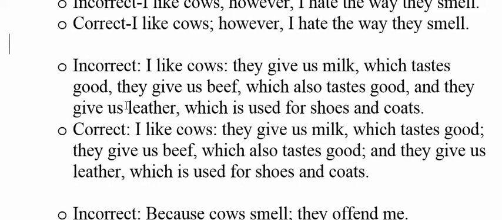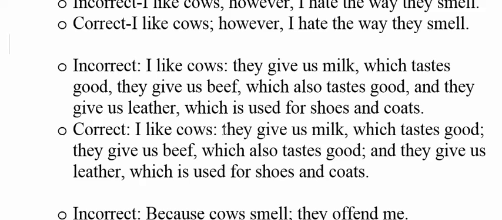The following two sentences are examples of what I mentioned up above that fall under the category of the exception to the rule. I like cows: they give us milk, which tastes good, they give us beef, which also tastes good, and they give us leather, which is good for shoes and coats. It's not as easy to read as what I said next because you have a string of commas where you need more of a separation of parts.